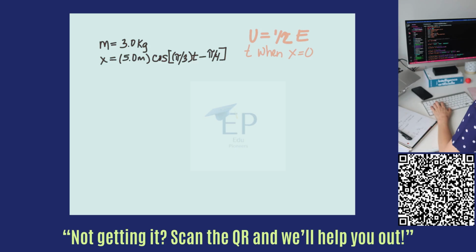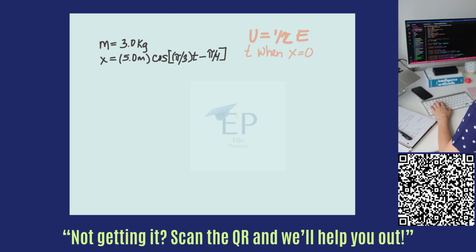So for this problem, we are dealing with a 3 kilogram particle that is oscillating and moves according to the equation x equals 5 meters times the cosine of pi divided by 3 rad t minus pi divided by 4 rad. We're trying to find at what position of x our potential energy will equal 1/2 of the total energy, as well as how long it will take for the particle to move from x equals 0 to that position.